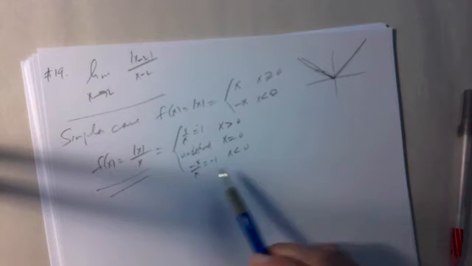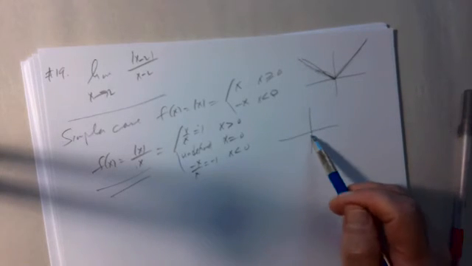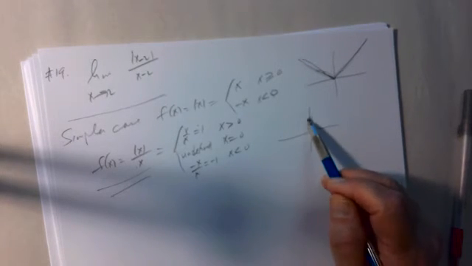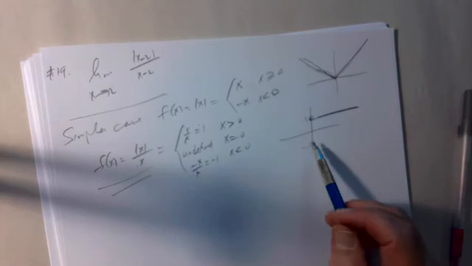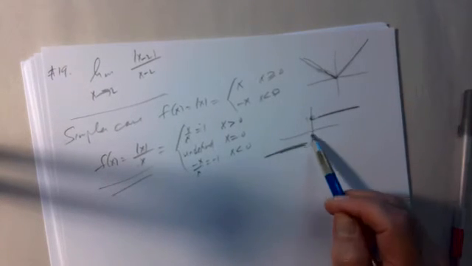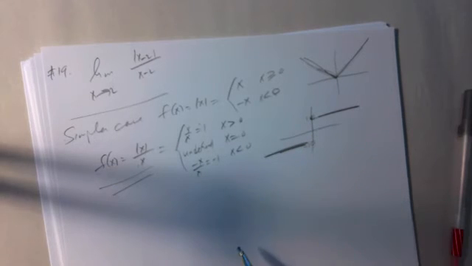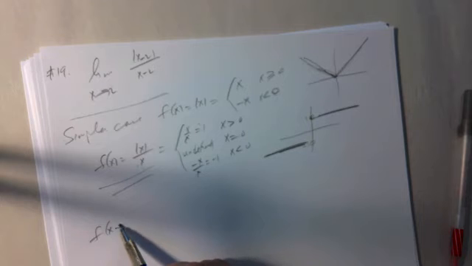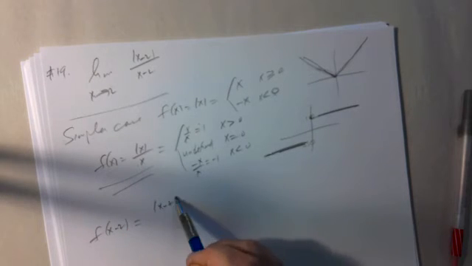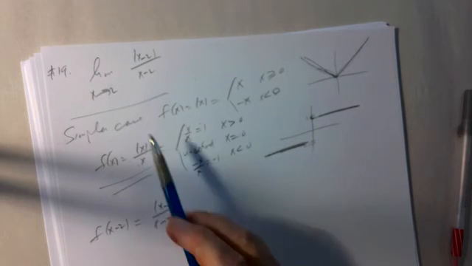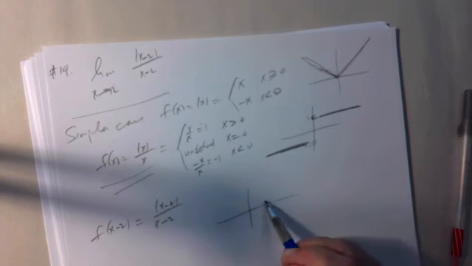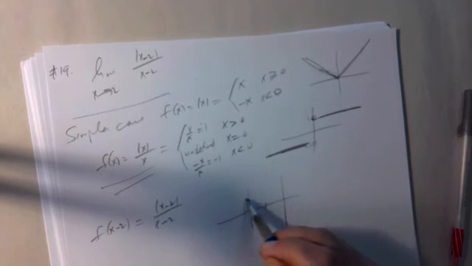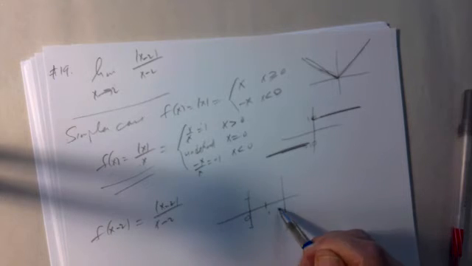So for this function, it's equal to 1 when x is positive, minus 1 when x is negative, and it's undefined at 0. And if you look at the function where you replace x by x minus 2, that's exactly the function in the problem. It's the same graph, but shifted over by 2.